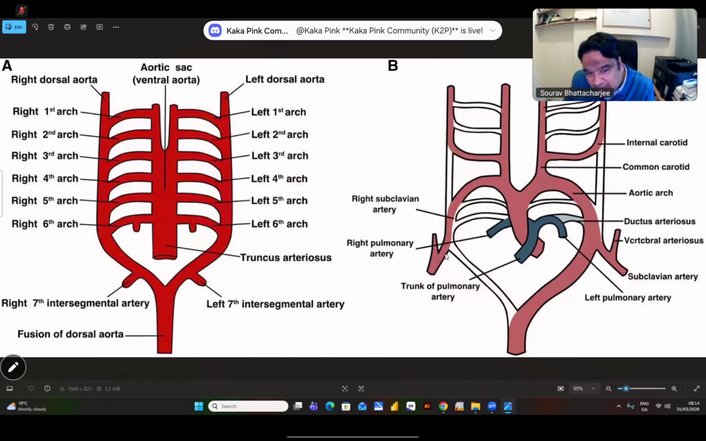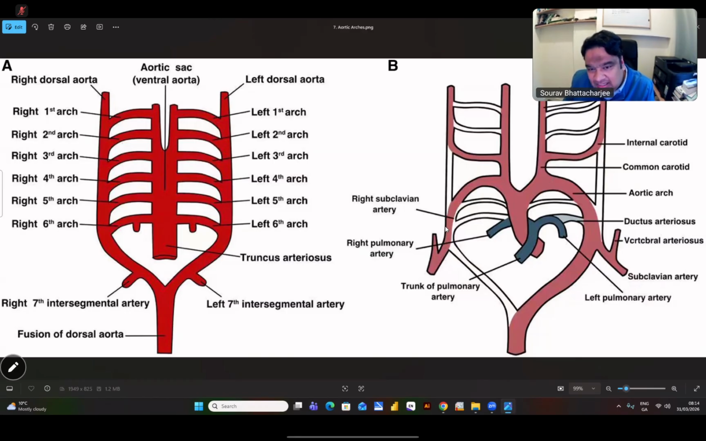Now look, if this is the intersegmental artery. This intersegmental artery and this fourth arch, they will team up, and that will form the right subclavian artery. This is important. The right fourth arch and the right seventh intersegmental artery, they will come together and form the right subclavian artery. This will not happen on the left. On the left, it will be only the fourth arch that will be forming the left subclavian artery over here. You can see here. Again, we will come back to it in a moment.